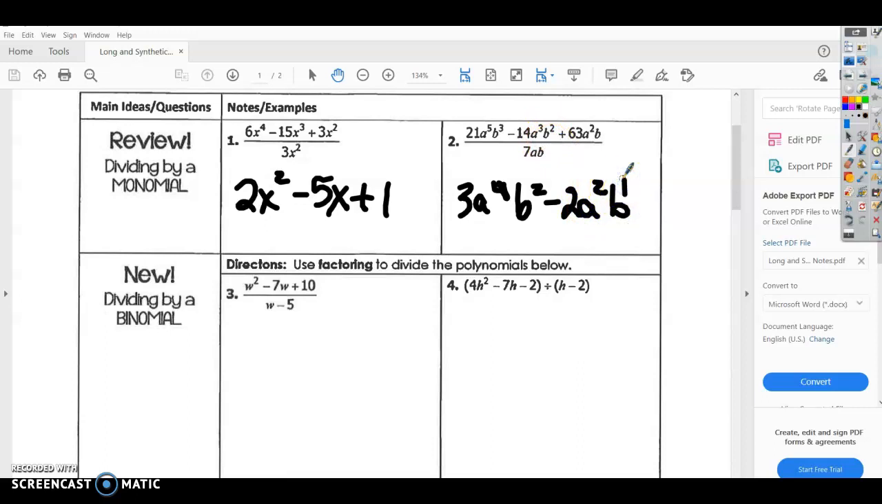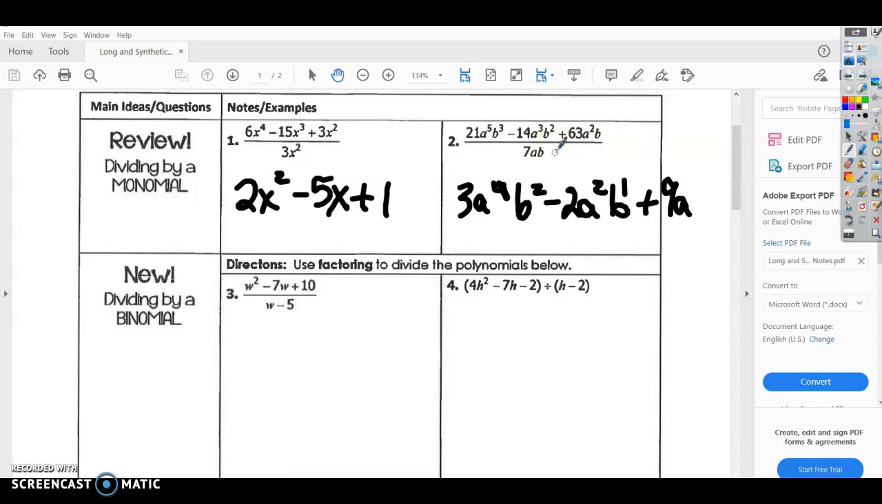And then divide by the last term. 63 divided by 7 is 9. And then 2 minus 1 again is 1. And b minus b disappears. Those cancel out.